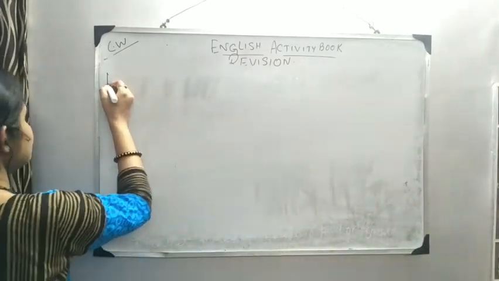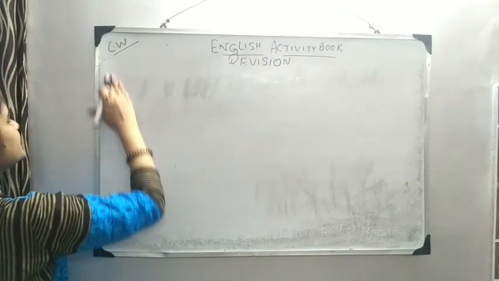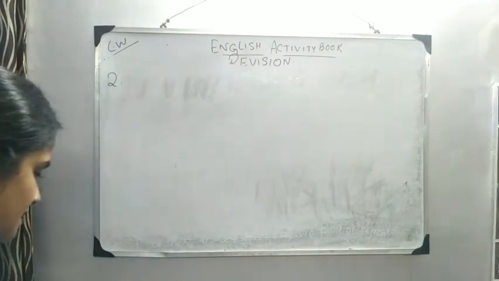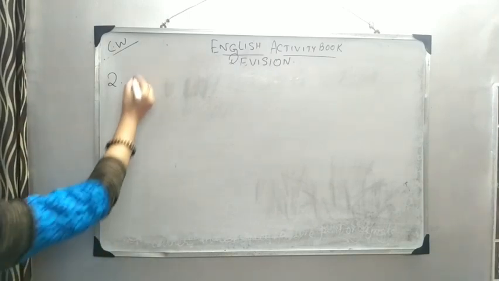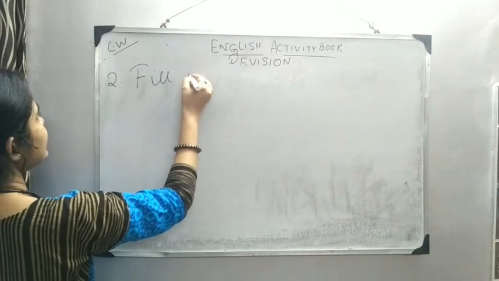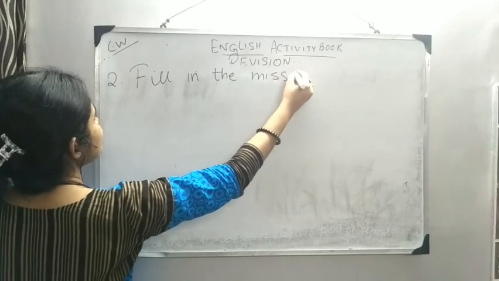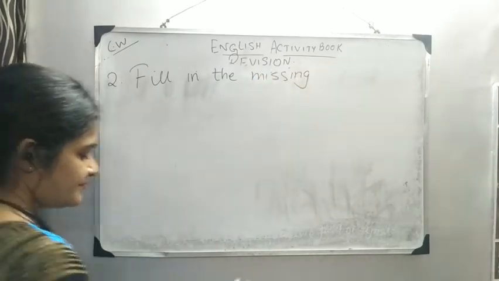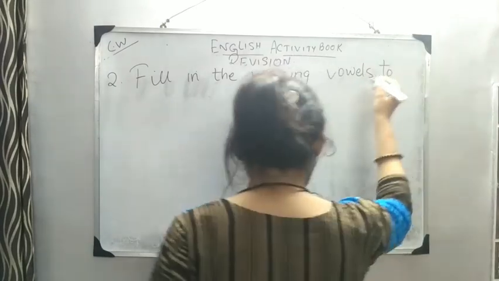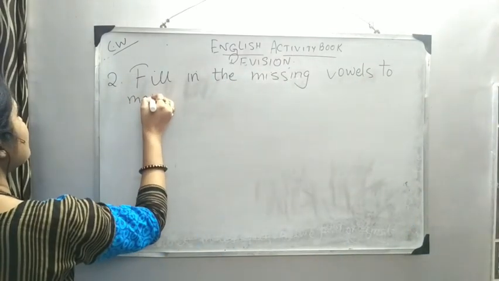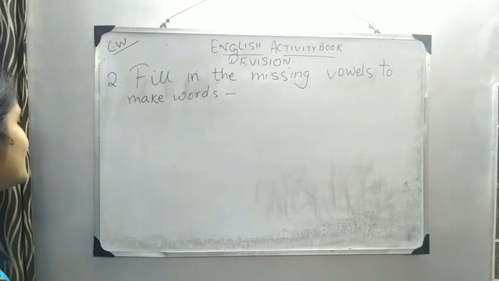Yes, question number B or 2, whatever number I have given, you just write. I think 2, not B. Okay, so fill in the missing vowels to make words. So we will talk about vowels to make words. Come on, fast. 1, 2, 3, go.